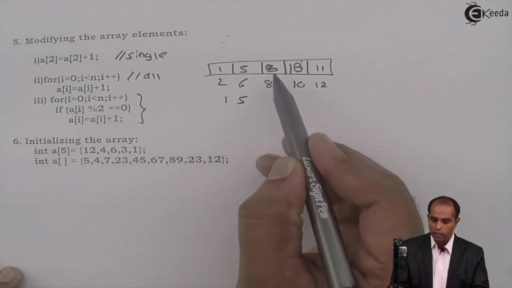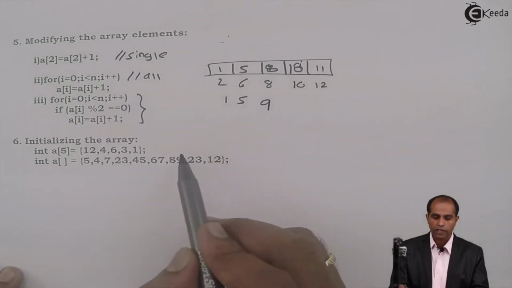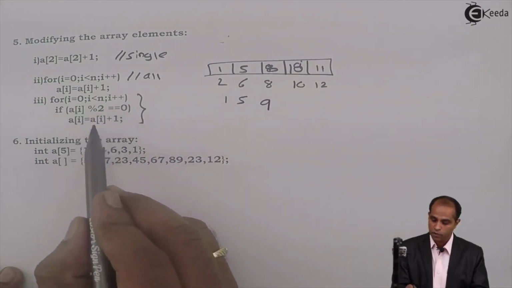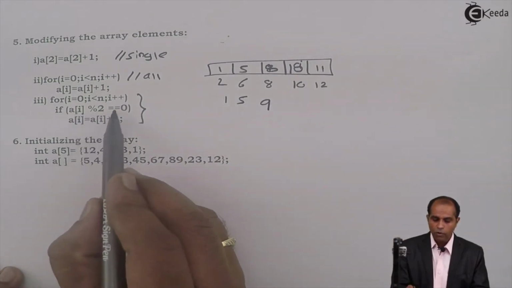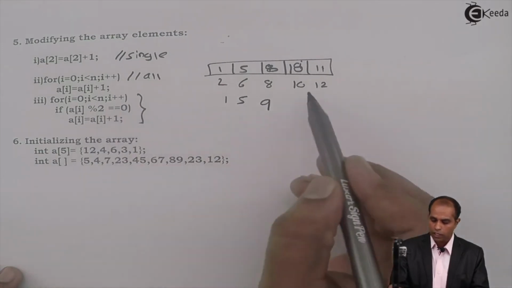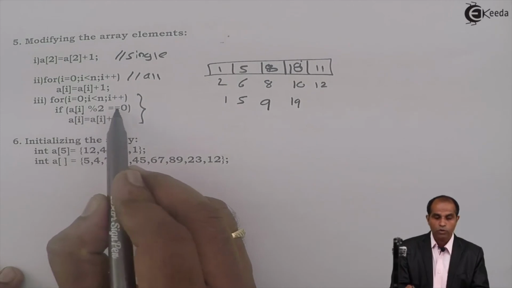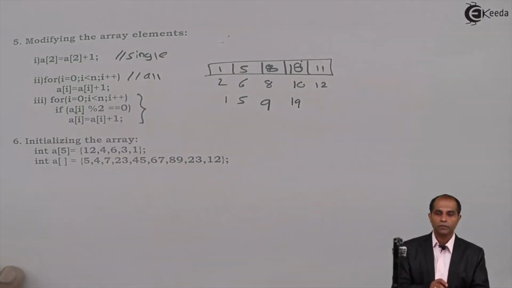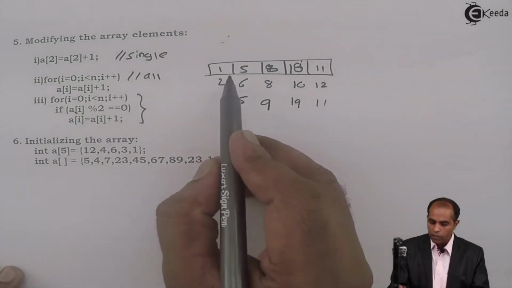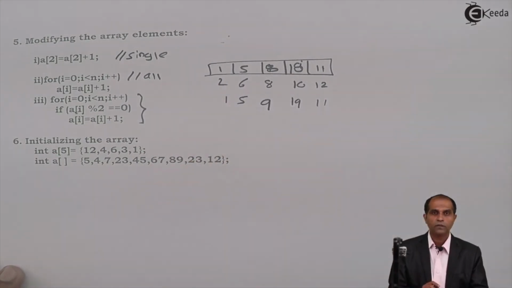So these elements were unaltered. 8 is now modified to 9, because this works when the condition is true. Go back, 18 mod 2 equal to 0, true, so it is modified to 19. Go back, 11 mod 2 equal to 0, false, so don't do any operation. Don't you feel that I have converted the entire array to an odd array?